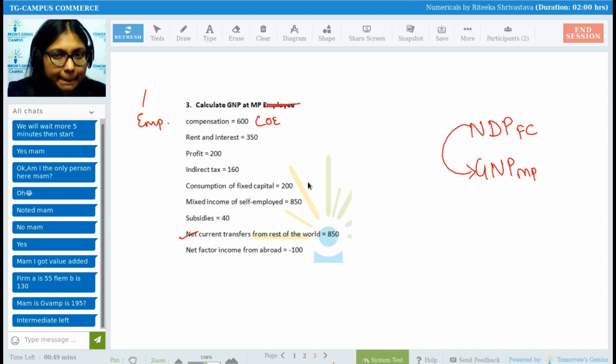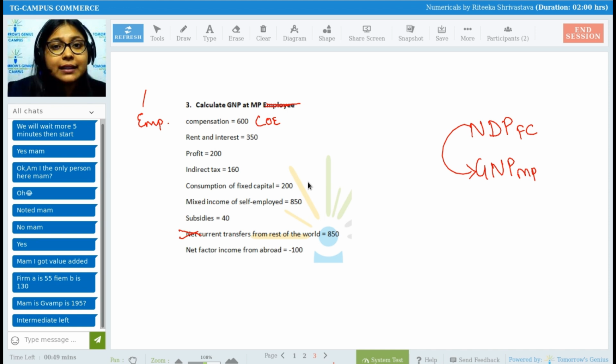I think it doesn't come in any form. Net current transfers are never included while computing national income. Only capital transfers and factor incomes are included. Current transfers are never included, so this component will not be included while computing national income, by any method, be it the income method, the salary method, or the expenditure method.